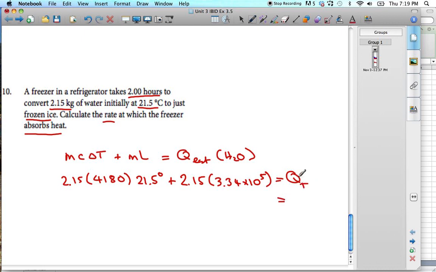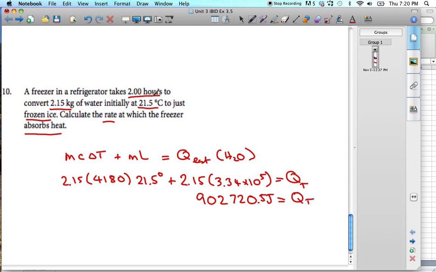So let's just work it out. We get 2.15 times 4180 times 21.5 plus 2.15 times 3.34 times 10 to the 5, and we get that the heat lost is going to be 902,720.5 joules. That's a Q total.